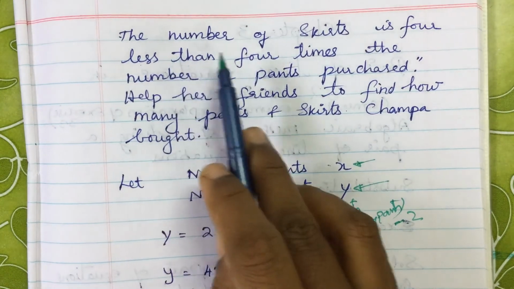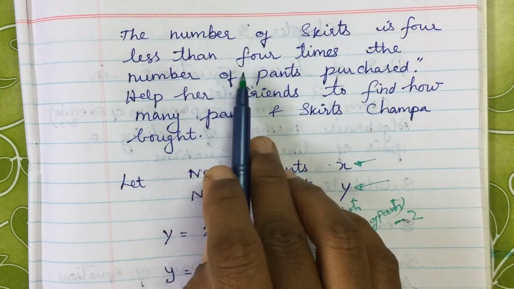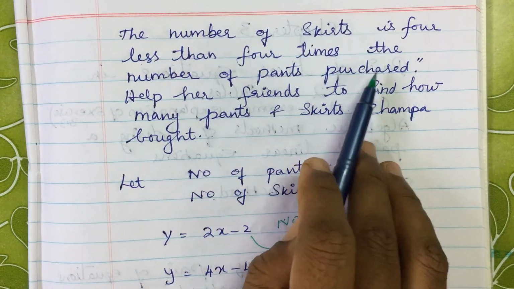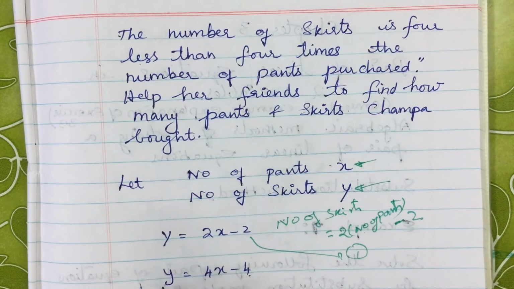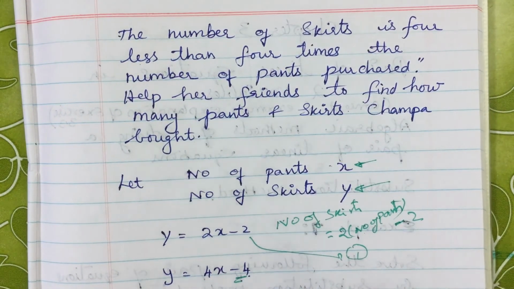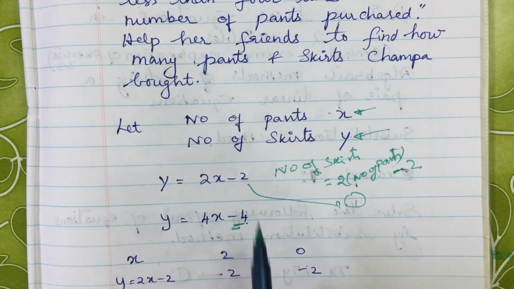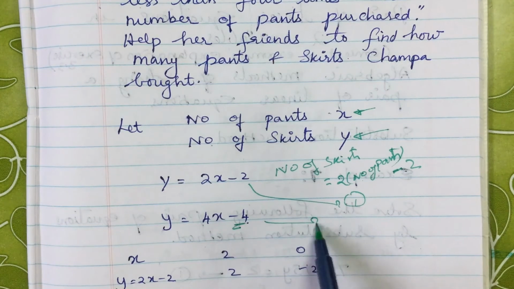And then reading the remaining question, the number of skirts is 4 less than 4 times the number of pants purchased. So number of skirts, what I have taken, it is y. y is equal to 4 less than, so you put a minus 4 here. 4 less than 4 times the number of pants, so 4x. So this is your equation 2.